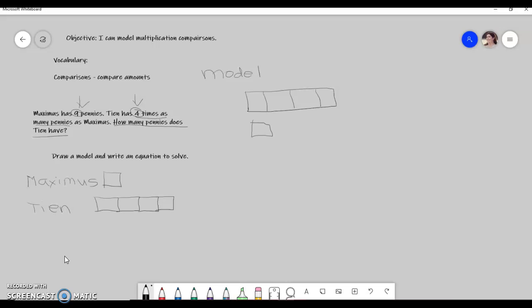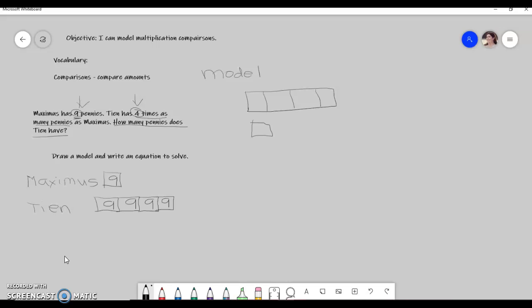Okay, now we need to figure out what's going to go in these boxes. Well, how many pennies does Maximus have? Maximus has 9 pennies, so that means I'm going to put a 9 in this box. And if I put a 9 in this box, that means I put a 9 in all these boxes.